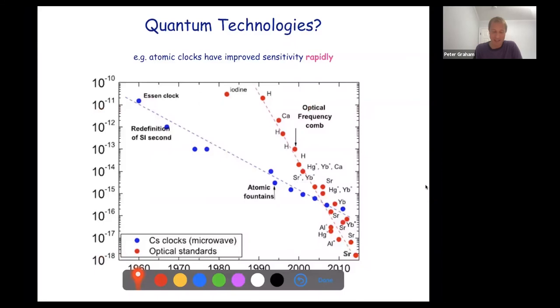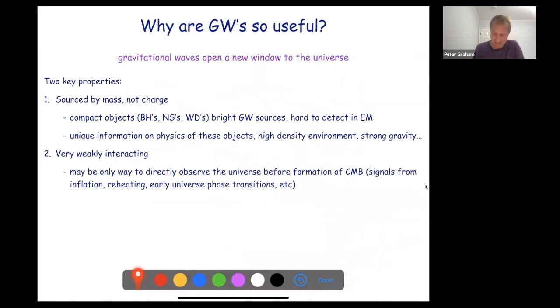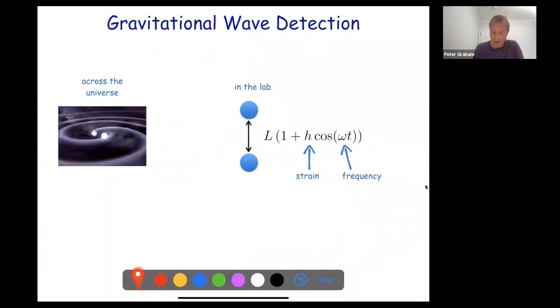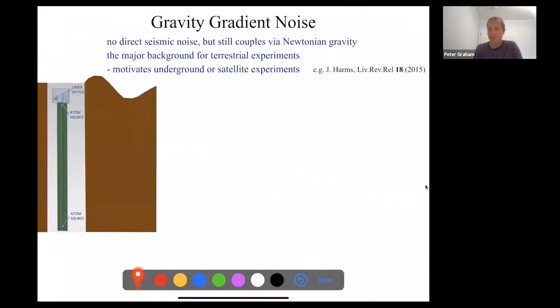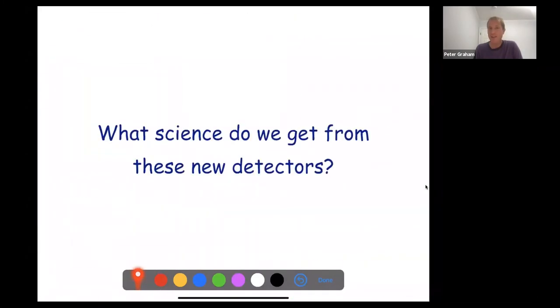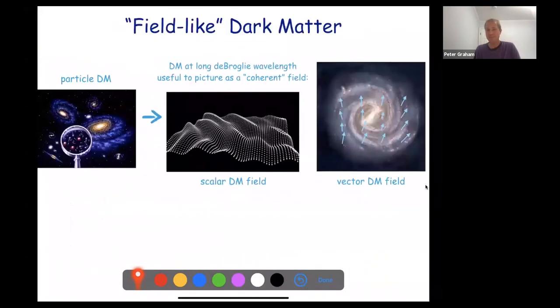So that should make you excited, right? That right there is why we talk about quantum technologies for looking for dark matter and gravitational waves and everything like that.